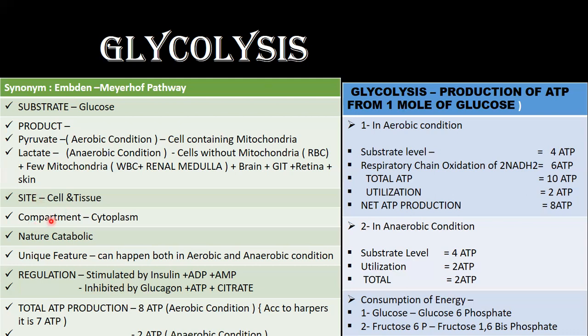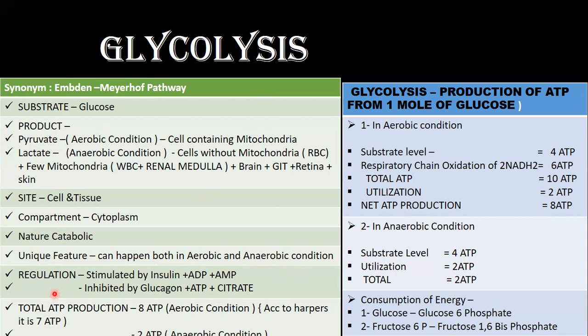Then we come to the compartment. Glycolysis takes place in the compartment known as the cytoplasm. Its nature is catabolic, as we have already seen in our first slide. Then we come to its unique feature: it can happen in aerobic and anaerobic conditions, and its product can be pyruvate or lactate.